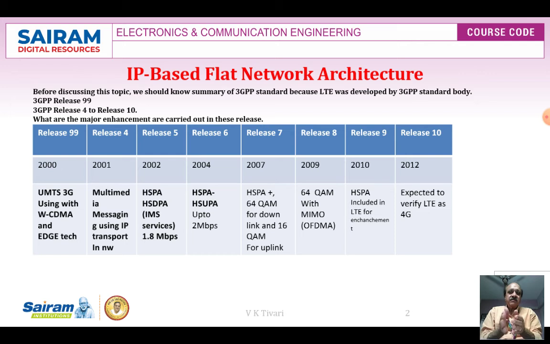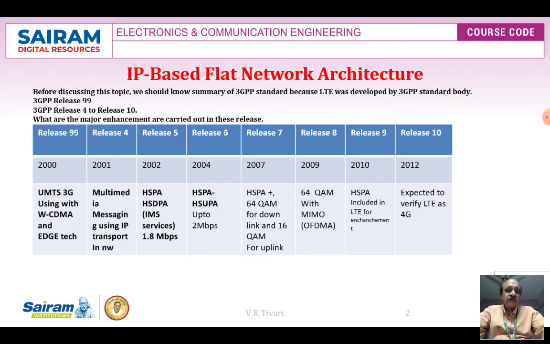In release 7 there was a revolution where we used QAM and OFDM technology. OFDM is used with 64 QAM for downlink and 16 QAM modulation with carrier channels for uplink, and that is why the capacity improved. That was the marvelous change in LTE technology. Release 8 was released in 2009.